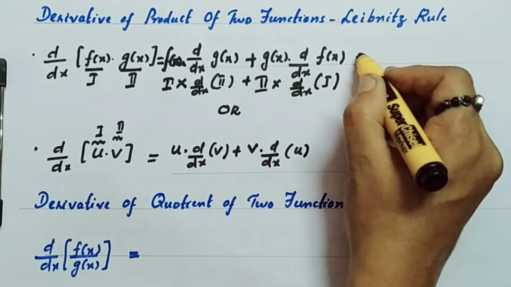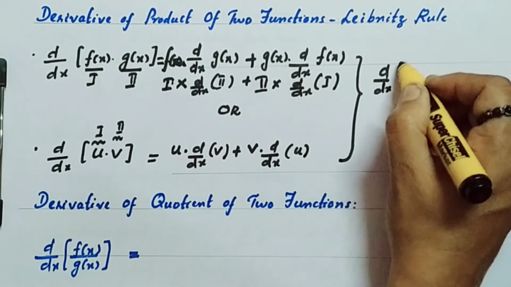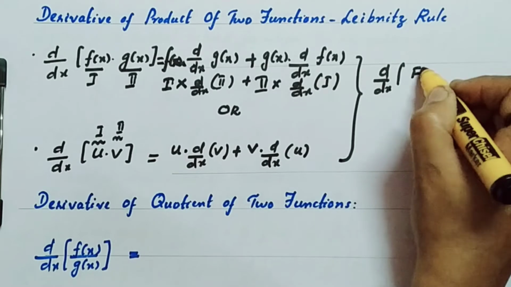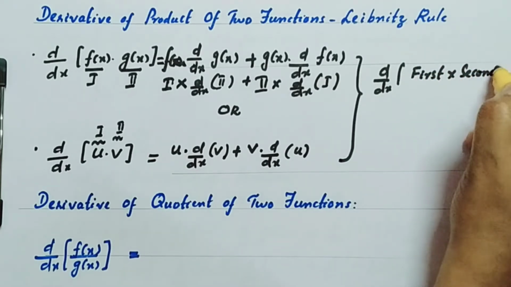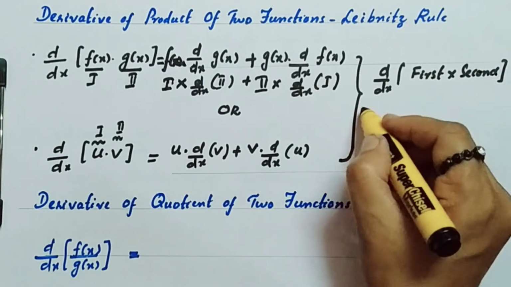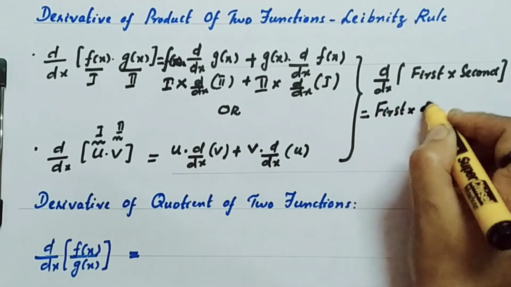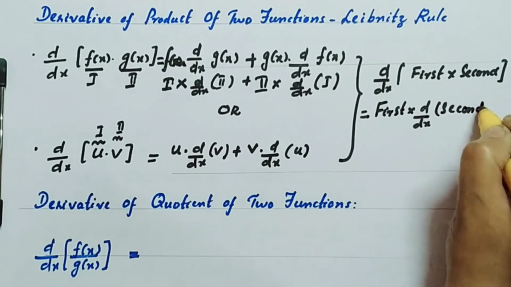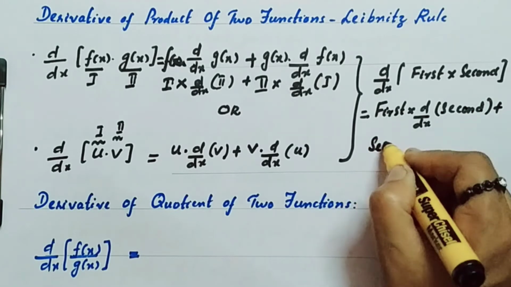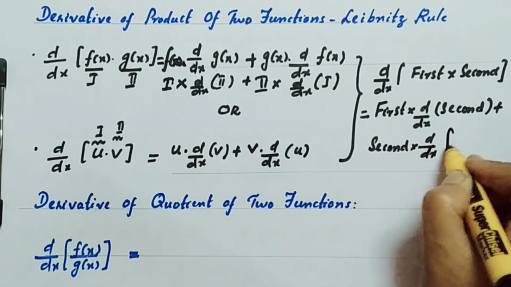So basically we can think of the derivative of the product of two functions, first function into second function. If the product of two functions is given, remember like this: first function into derivative of second plus the second function into derivative of first. A very important rule.